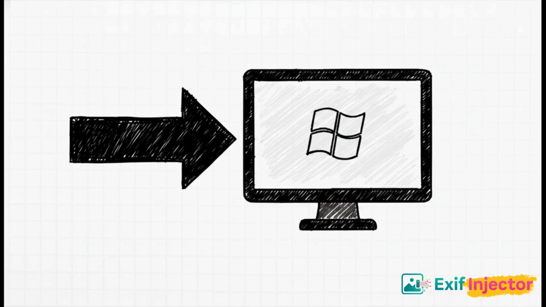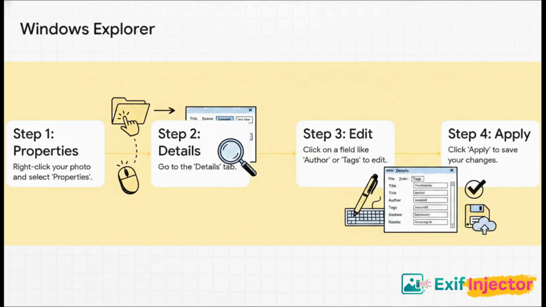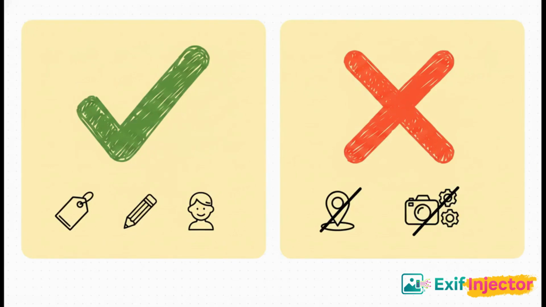All right, enough talk. Let's see how you can actually do this, starting on a Windows PC. Windows actually has a tool for this built right in. Just right-click the file, go to Details, and Edit. But, and this is a big but, it's pretty limited. You can't edit things like GPS data this way.